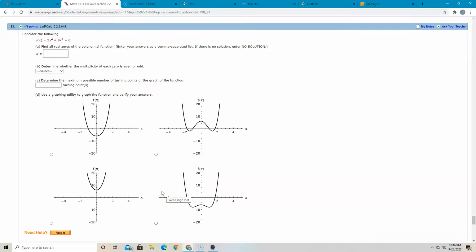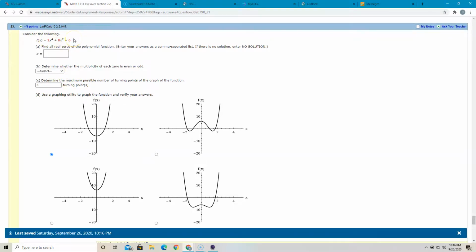So it has to have a maximum of 4 decreased by 1. Maximum of 4 minus 1 is 3. Maximum of 3 turning points. And I didn't mean to graph that one yet. I just clicked it by accident. So, well, we need to go to our paper and factor this.